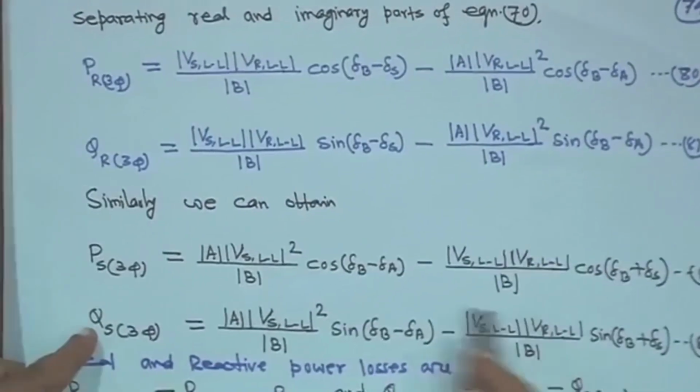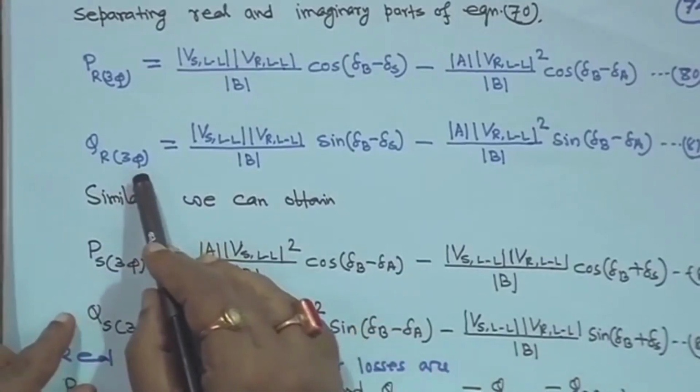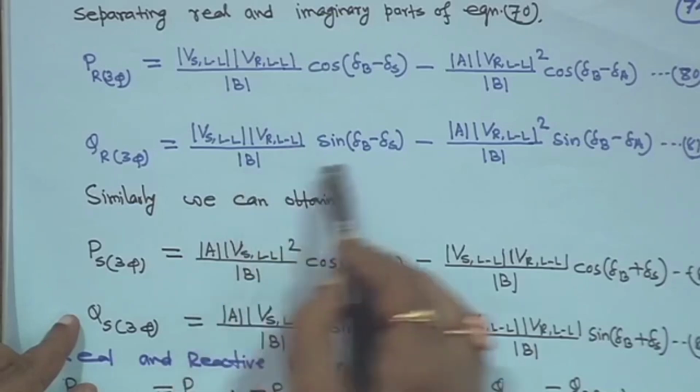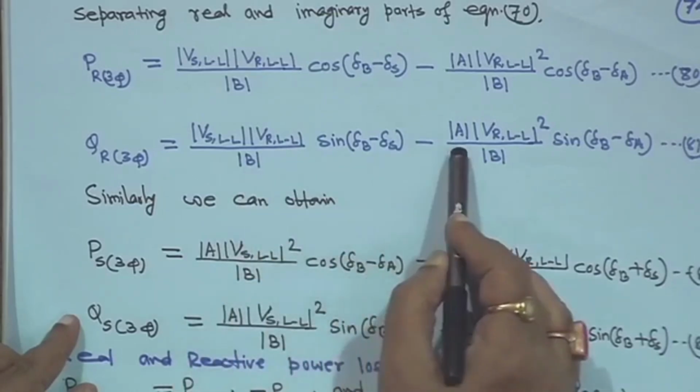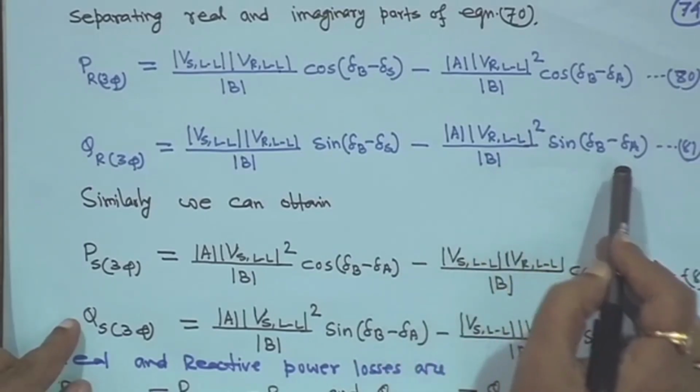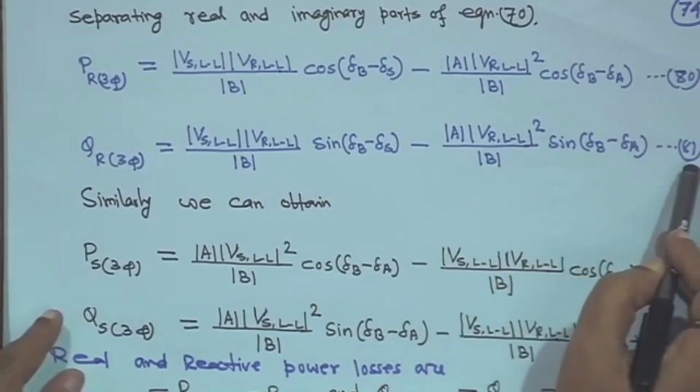And similarly, the reactive one: V s L L V r L L upon B, sin(delta b minus delta s), minus mod A V r L L magnitude square upon B, sin(delta b minus delta a). This is equation 81, right.